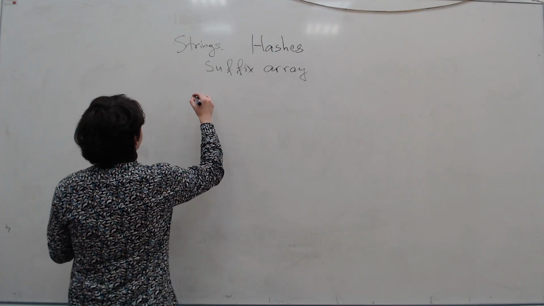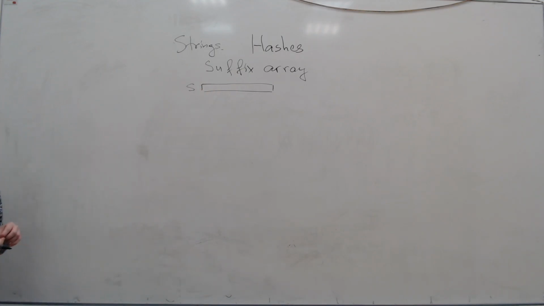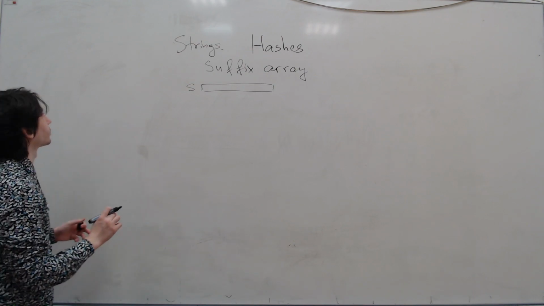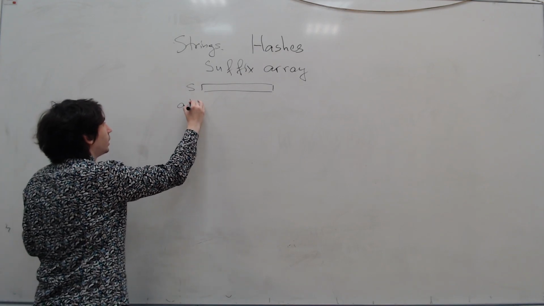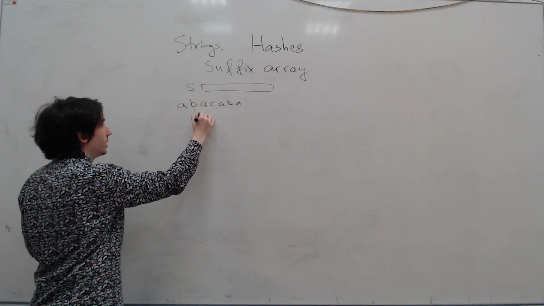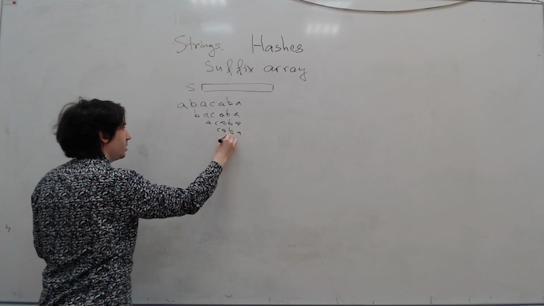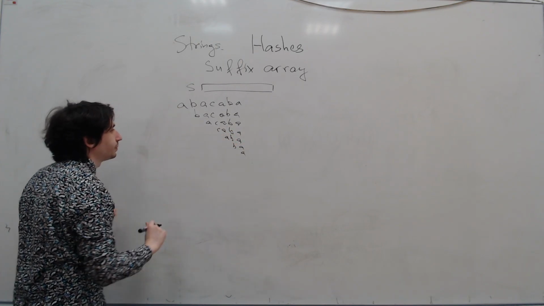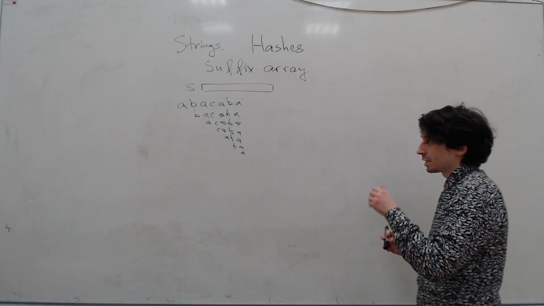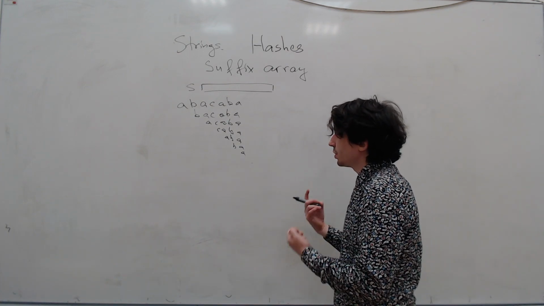You just take the string S and you want to sort all the suffixes of this string. So for example, ABACABA. What are the suffixes? Suffixes: A, BA, ABA, CABA, ACABA, BACABA, ABACABA. So these are all suffixes. Okay, so we want to sort them.